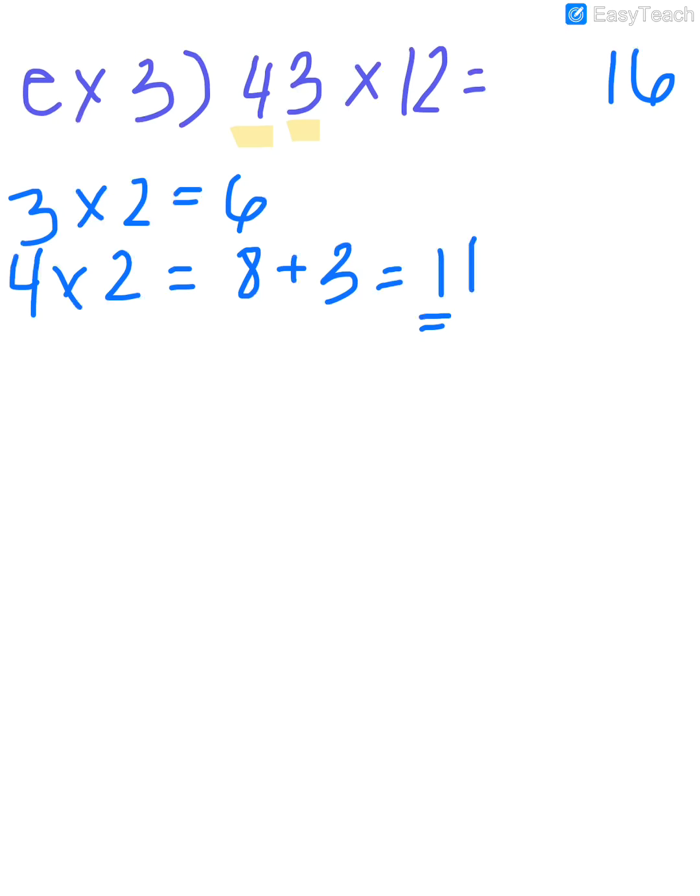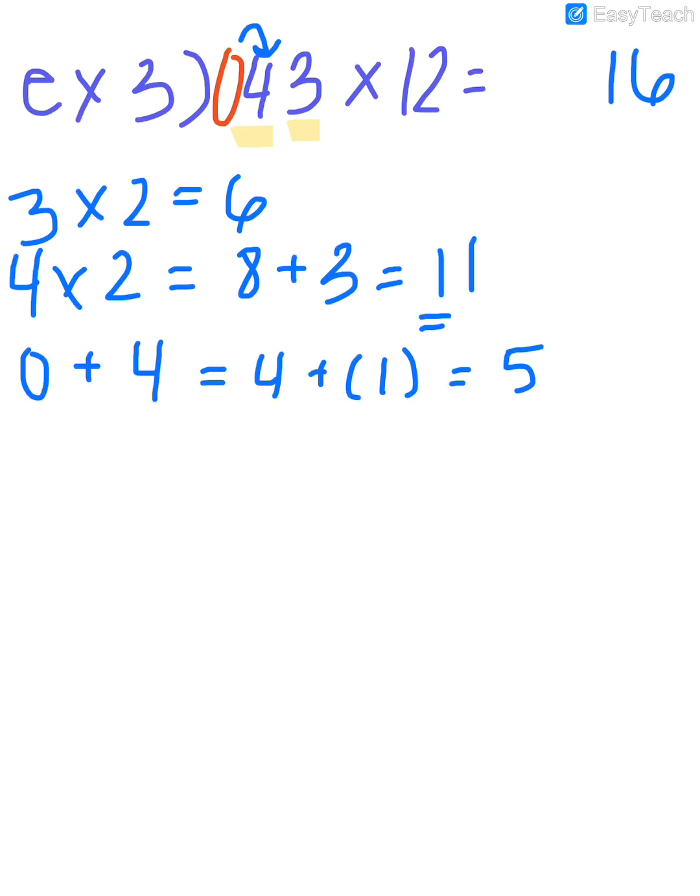Then you take the imaginary 0 that's over here, and you say 0 plus the number to the right of 0, which is a 4. So you do 0 plus 4, which is 4. Then since you had to carry this 1, you do plus 1, which is 5, and you write the 5 here, and your answer is 516.